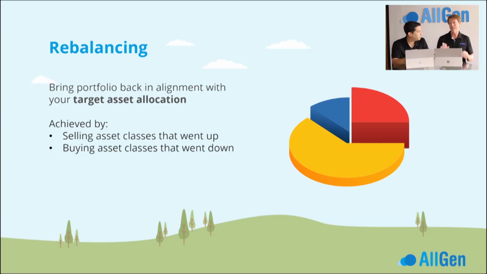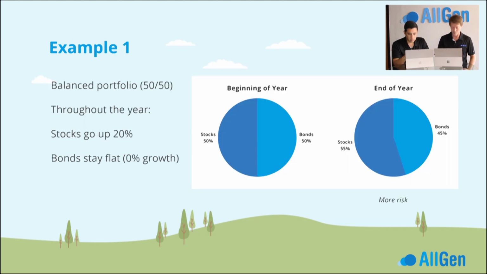Jason, what is rebalancing? Yeah, so rebalancing basically is bringing your portfolio back to its target asset allocation, okay? And so you're doing that by selling assets that went up and buying assets that went down in your portfolio. And let me give you two examples to help explain.